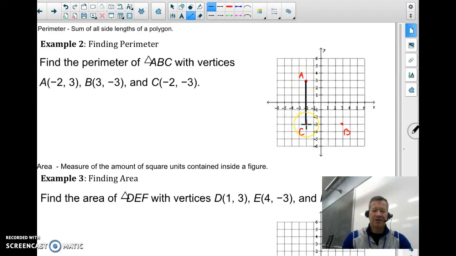Now, because there are 3 vertices, you can see that it's going to be a triangle. And furthermore, it's going to be a right triangle. We have a right angle down at C. So it looks something like that.